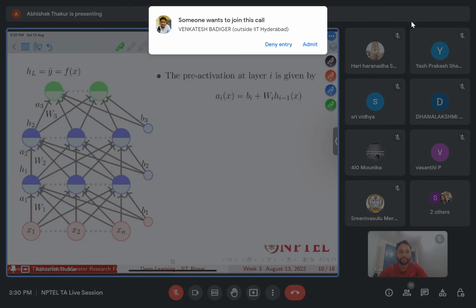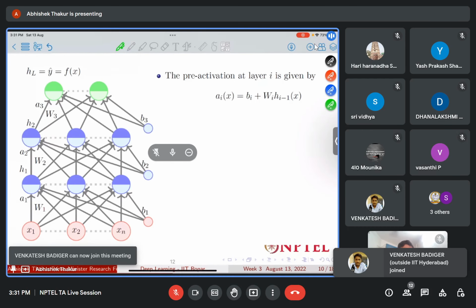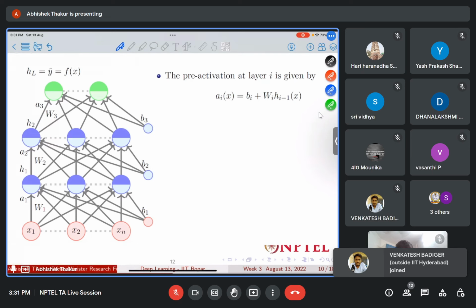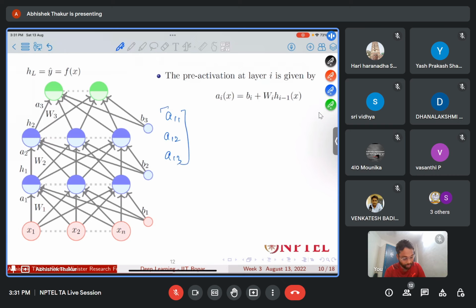Here we can also write it, since many of the students have joined now. So here we can see that our pre-activation, that is a1 1, a1 2 and a1 3, will be the summation of W1. This I have already explained in the previous slide, but still some students have joined now.